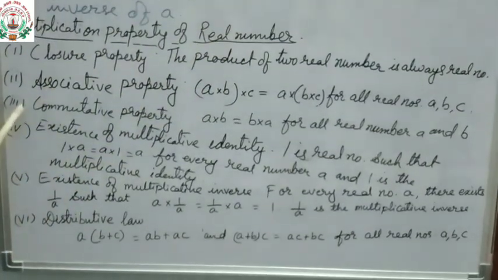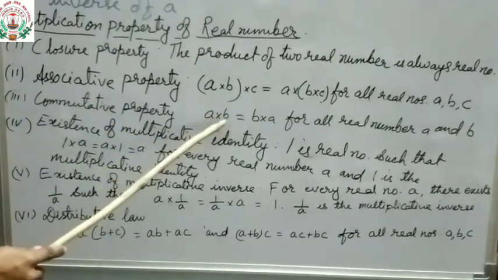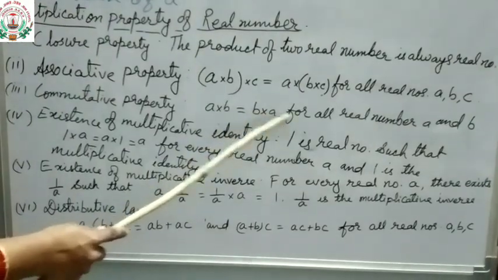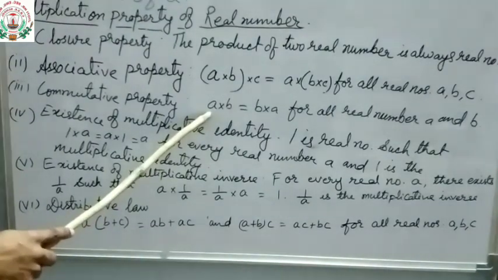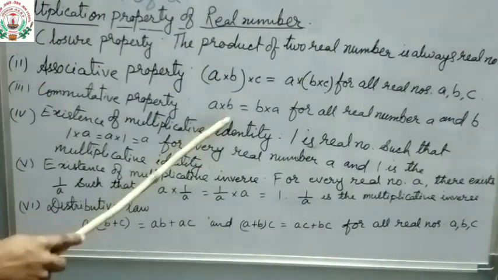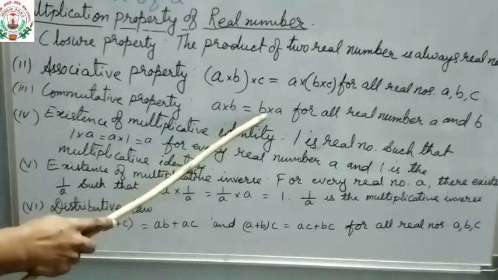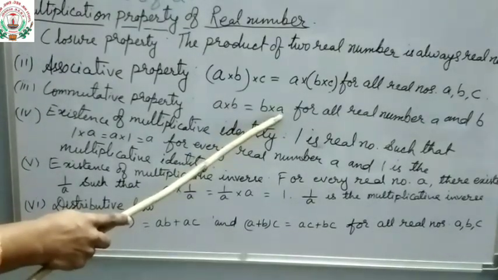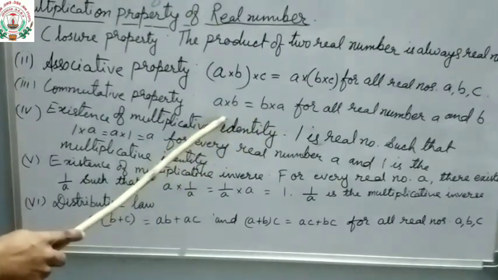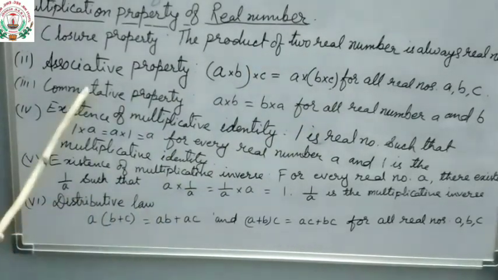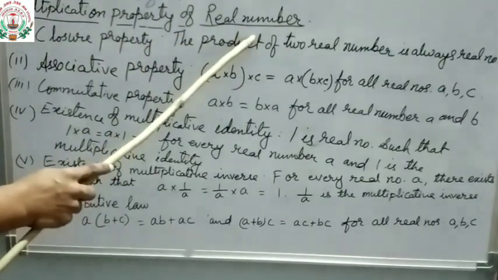Clear, children? Now come to the third point, the third one is the commutative property. That is A into B equals B into A for all real numbers A and B. Now for example, A is 1 upon 2 and B value is 1 upon 3. So 1 upon 2 into 1 upon 3 will be 1 upon 6. Here also take first B value as 1 upon 3 and A as 1 upon 2. So 1 upon 3 into 1 upon 2 will be 1 upon 6. Both sides same, 1 upon 6. That means the commutative property is also true under multiplication property of real numbers.